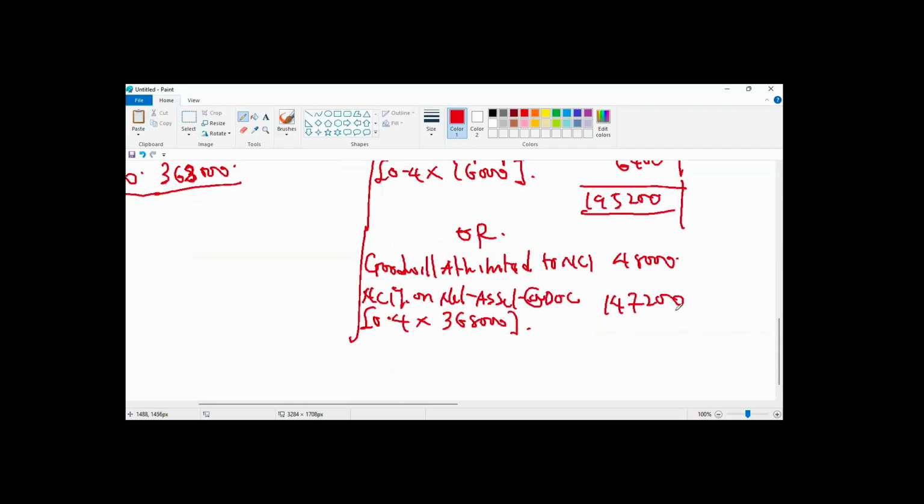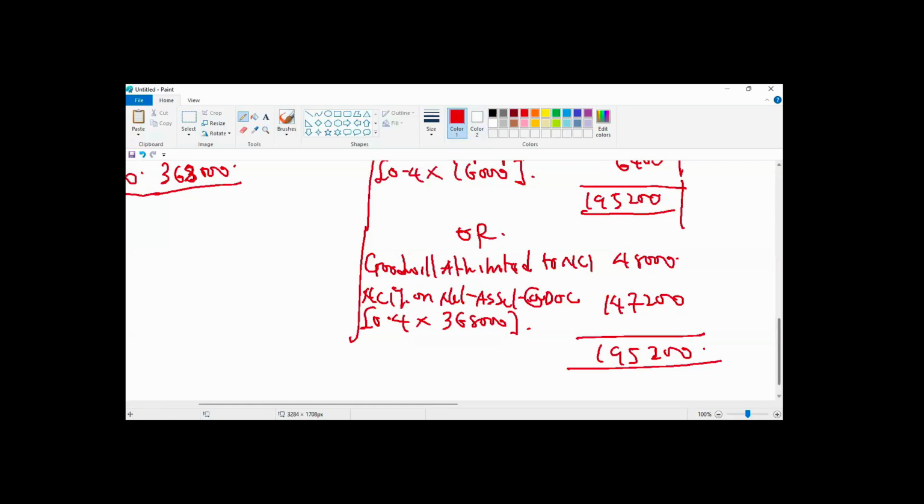147, 200. If I add it together, it will still give me 195, 200, if it is properly done. Because I understand that the fair value of NCI at any date is the goodwill attributed to NCI plus the NCI percentage on the net asset at any given date. So I've gotten my NCI value to be 195, 200.